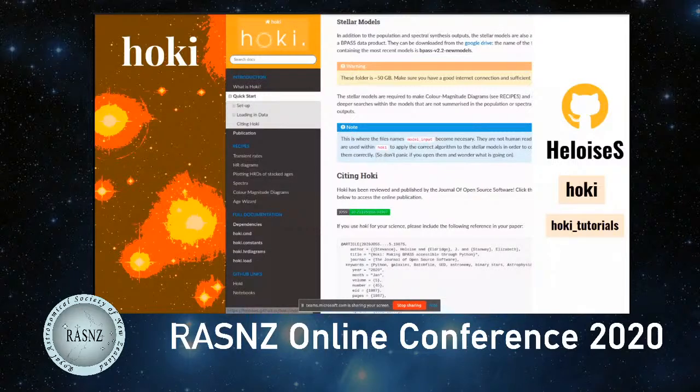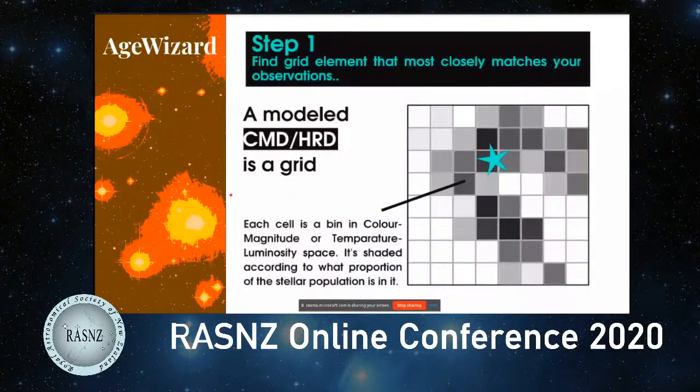And because there is so much data, I've created a library in Python called Hoki. If anyone is interested in using BPASS, this is kind of your door of entry if you don't have the expertise to do some of the data preparation, and that can be very, very difficult, especially for color magnitude diagrams. Anyways, AgeWizard is only one part of Hoki, but it's kind of taking on a life of its own with all of the development that we've done around it. But it's part of that ecosystem of making BPASS accessible.